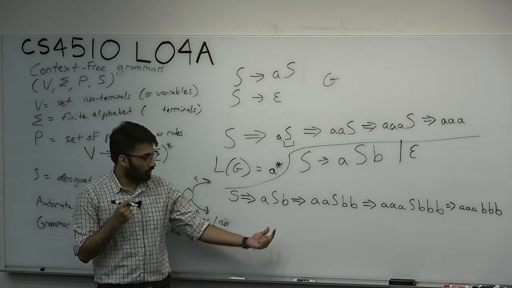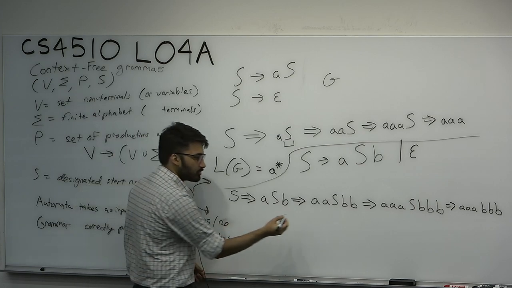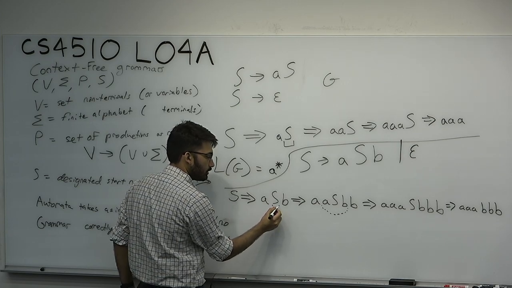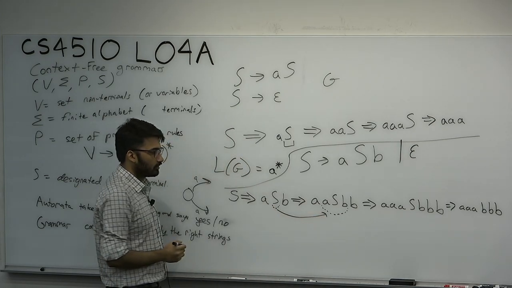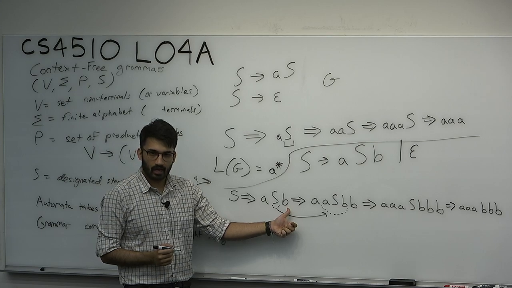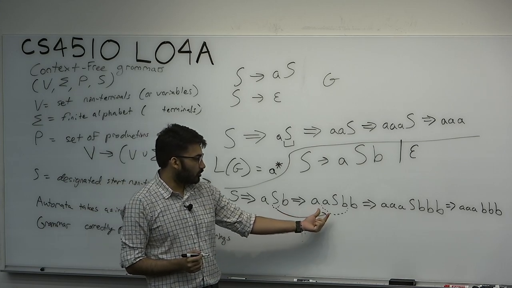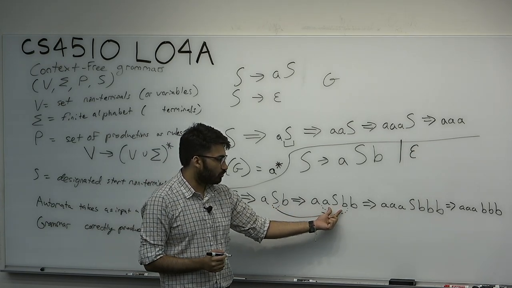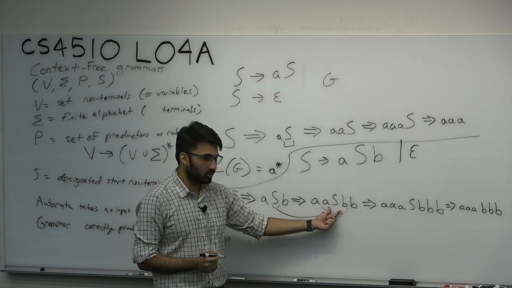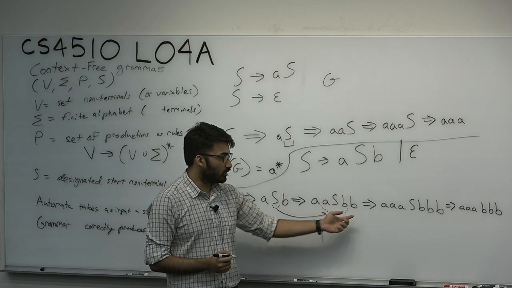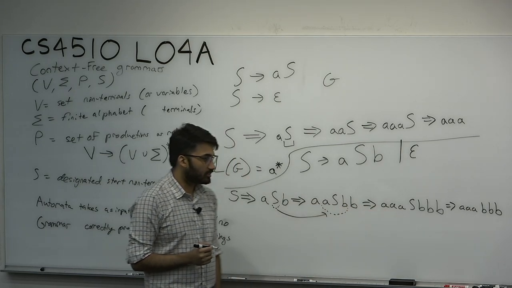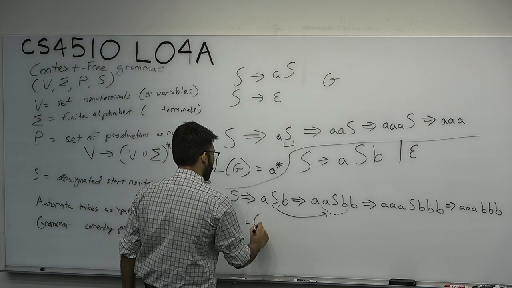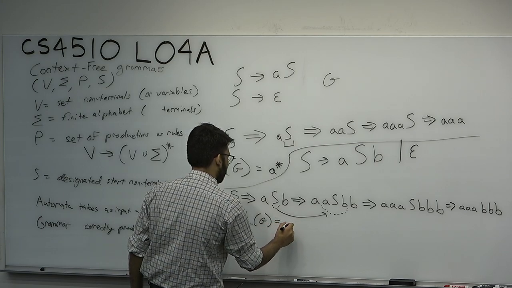You see how during each application we just took the substrings? This S became the substring, but the A and the B from the previous application remain. We replace the non-terminal S by the substring for the production of that non-terminal, in this case ASB. We repeat that several times to produce AAABBB. So what would you guess that the language of this grammar is?